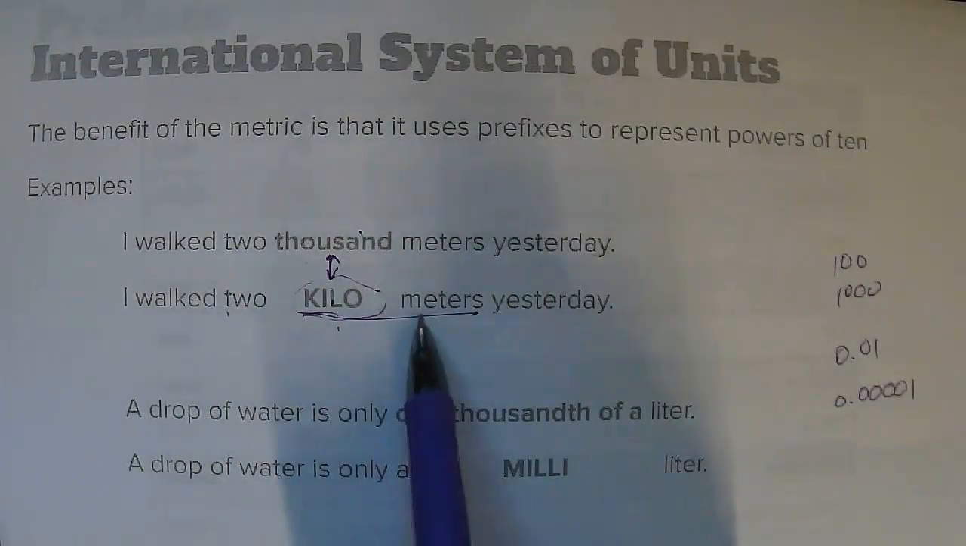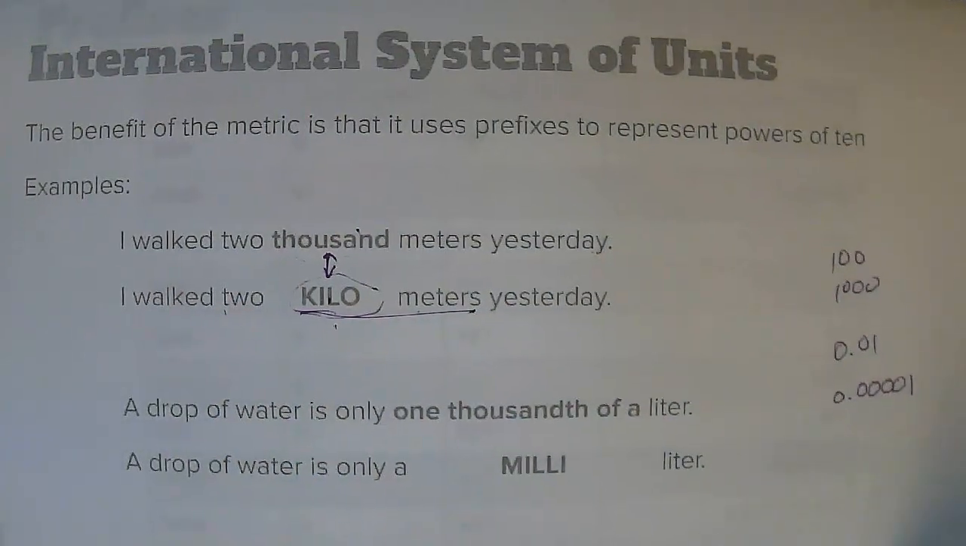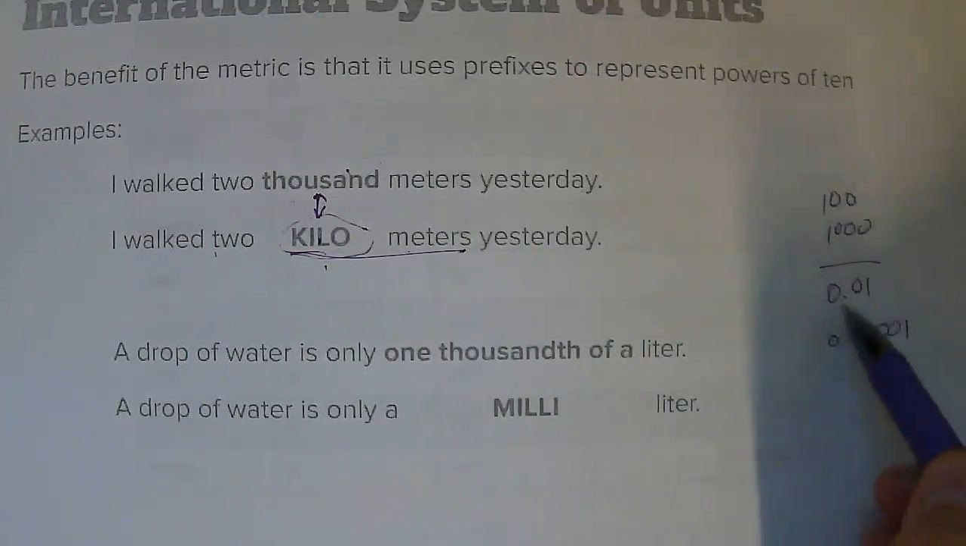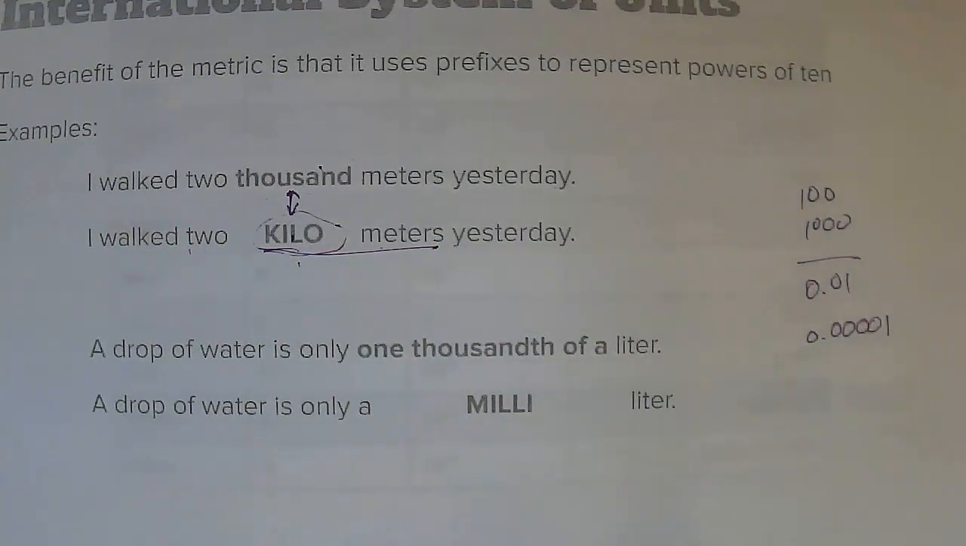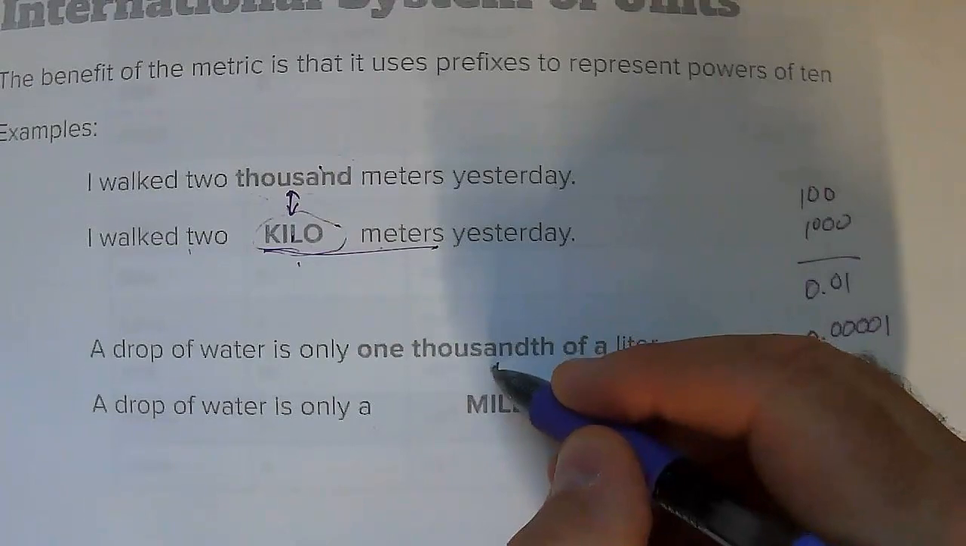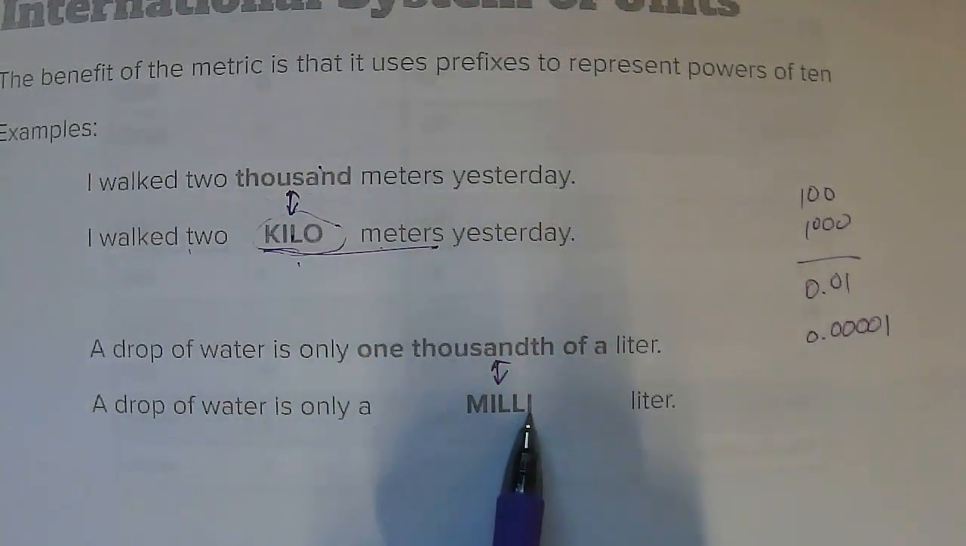2 kilometers. Now another way, we can go smaller. Like I said, we have these smaller powers of 10 that we can deal with. So a drop of water is only 1,000th of a liter, and we can say the same thing by saying a milliliter.